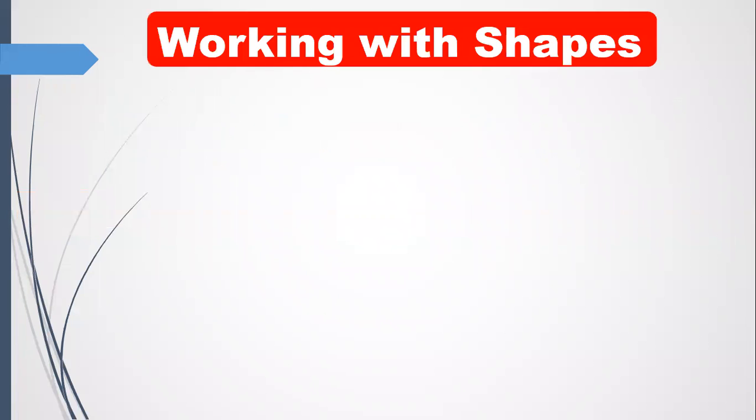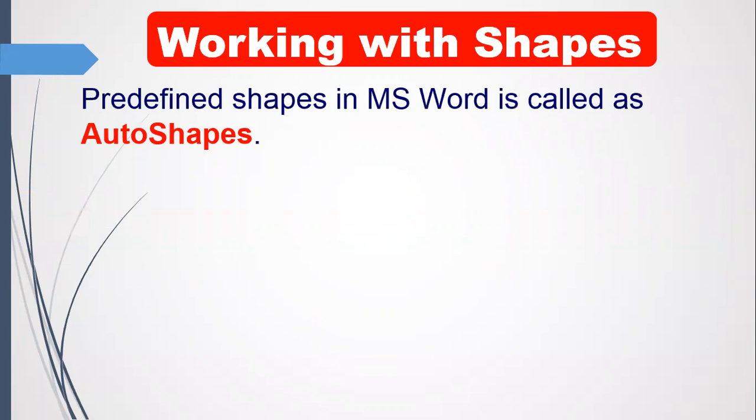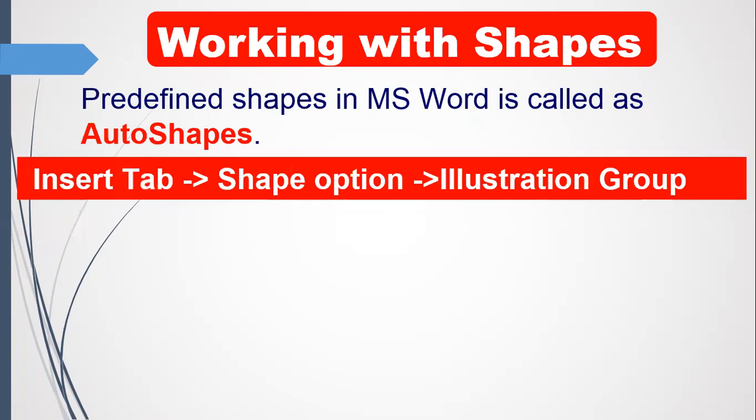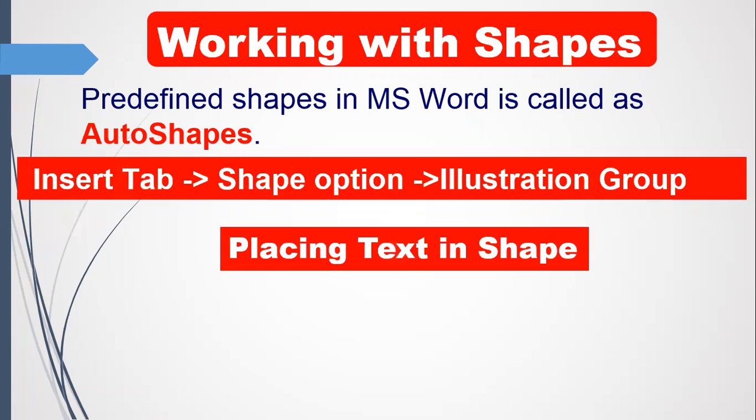So now, the next thing we are talking about is working with shapes, how we can work with the shapes here. First of all, we consider them as predefined shapes. Predefined means which is already there in your system, defined. Pre means पहले से ही आपके system में है, that is called predefined shapes, which we call auto shapes. So how can we insert that? We can insert with the help of the Insert Shape option in the Illustrations group.